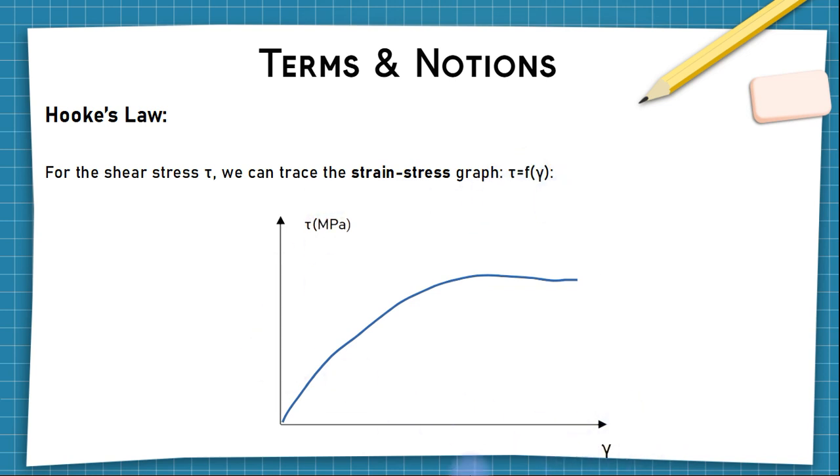You see here, on the x-axis we got gamma and tau on the y-axis. There is no problem with these two so far, so we're going to explain this in detail.